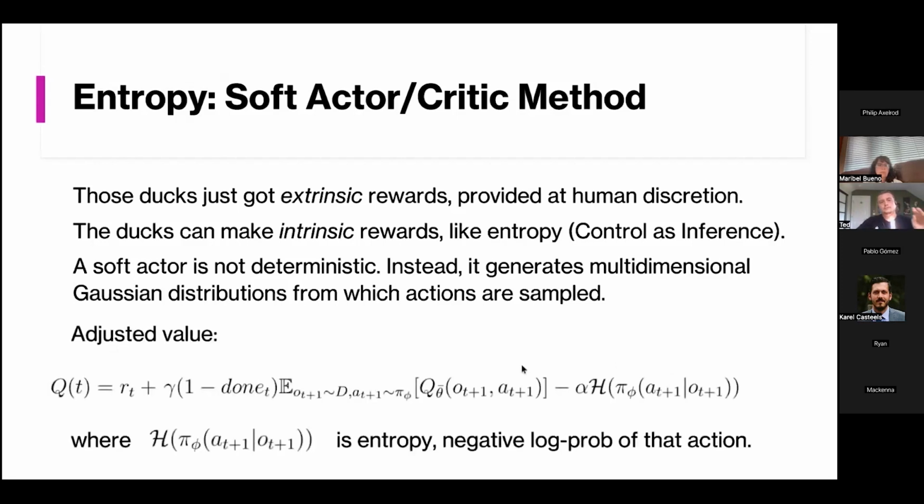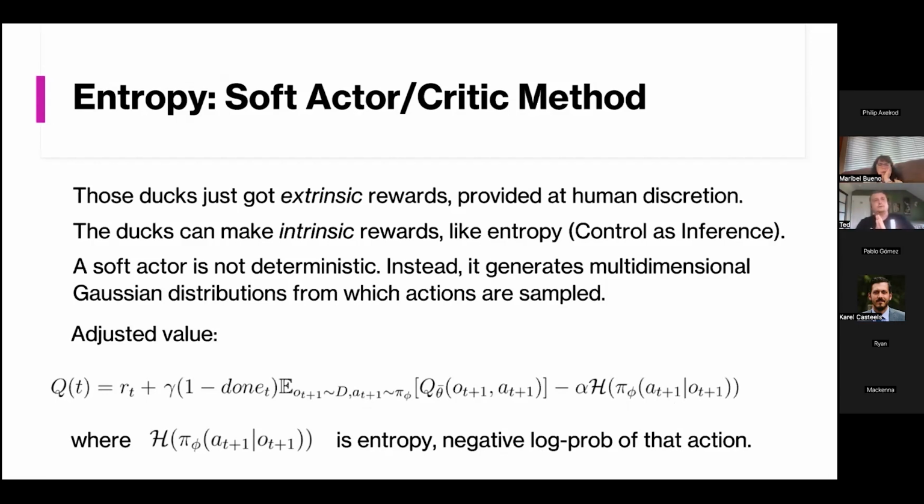We're changing it such that in addition to the reward and in addition to expected future values, we are adding entropy. So we're subtracting alpha, which is how much we care about entropy. It's a hyperparameter. And we're multiplying it by this value. What the heck is this? This is entropy, and it is the negative log probability of having selected that action based on this observation.